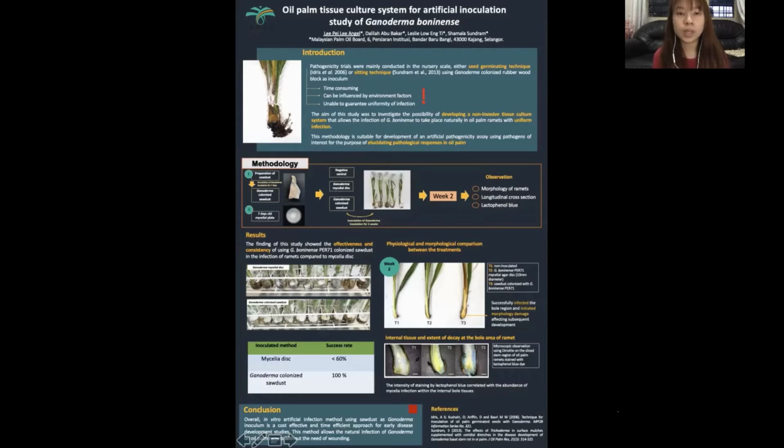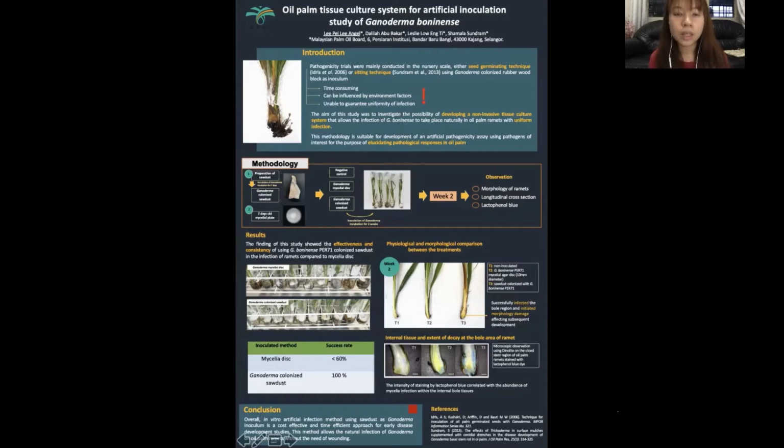Today I'm going to present my project, which is the oil palm tissue culture system for the artificial inoculation study of Ganoderma boninense. Usually, the pathogenicity trials were mainly conducted at nursery scale, using either the seed germinating technique or the sitting technique. But the problem is that this method is very time consuming, because it takes more than 6 to 10 months just to get your results, and it is also influenced by environmental factors.